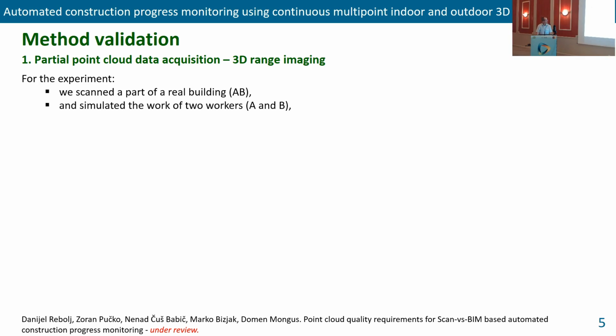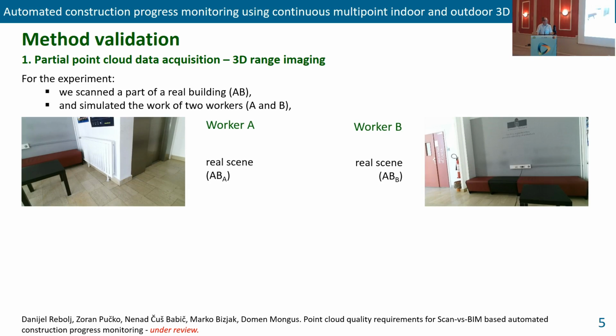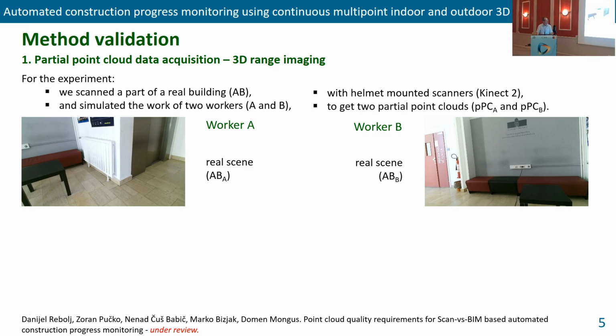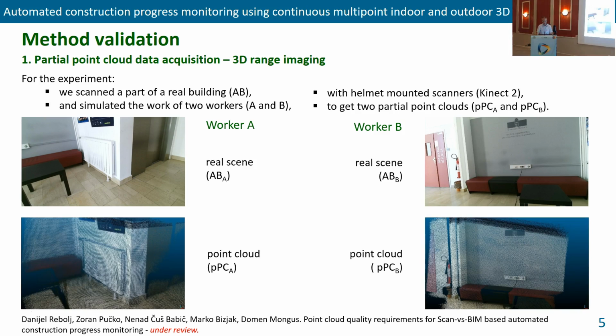First, we scan a part of a real building and simulate the work of two workers, worker A and worker B. Then, with the helmet mounted scanners, we produce the point clouds of this spot scene.